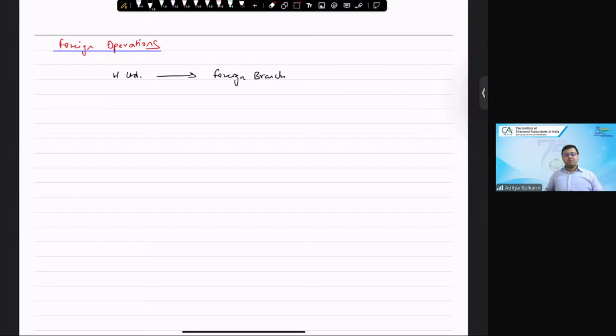Is it okay? So now let us take a small example. Suppose this foreign branch is in US dollars. Okay. So I have the branch trial balance. This is an independent branch. Sir, dependent branch is there. Dependent branches are there. What will be the functional currency for a dependent branch?